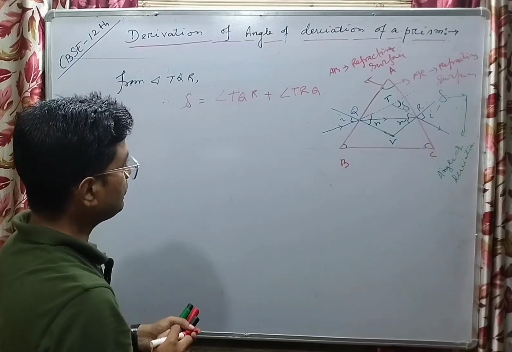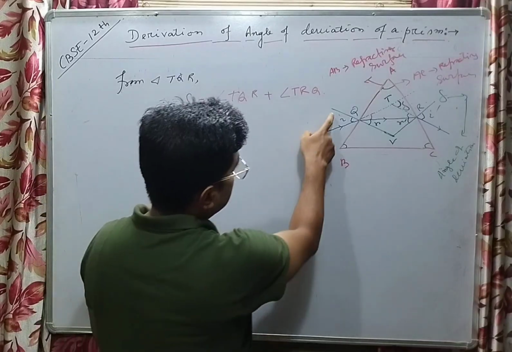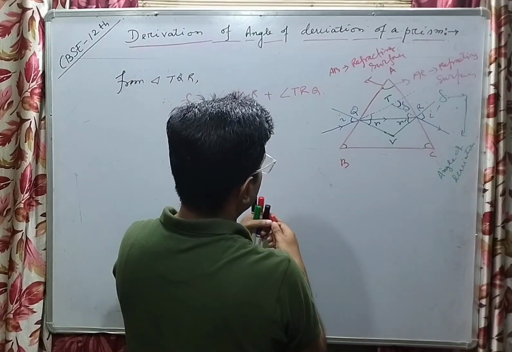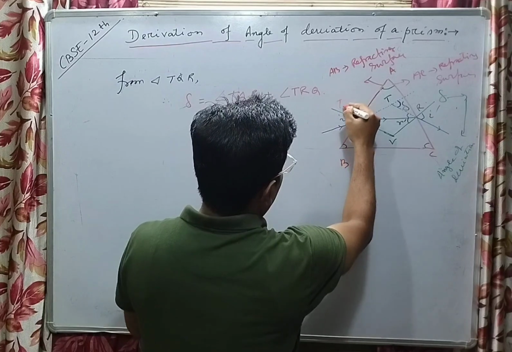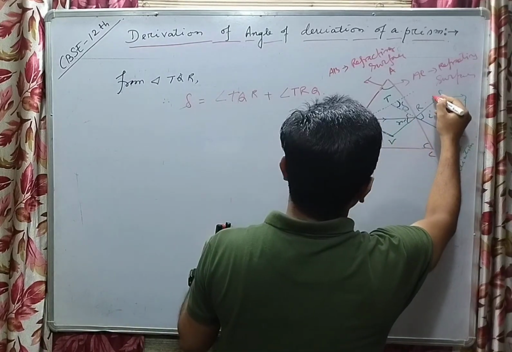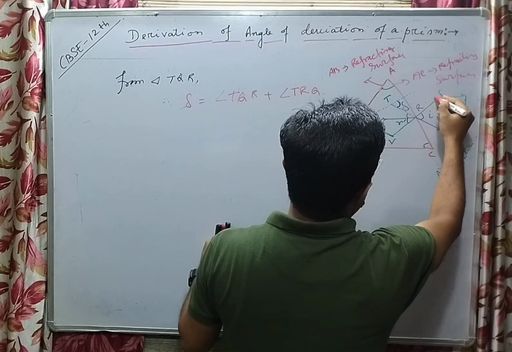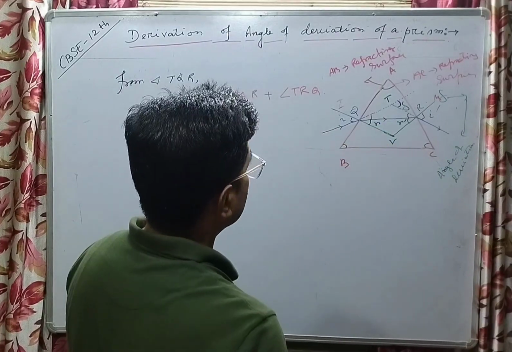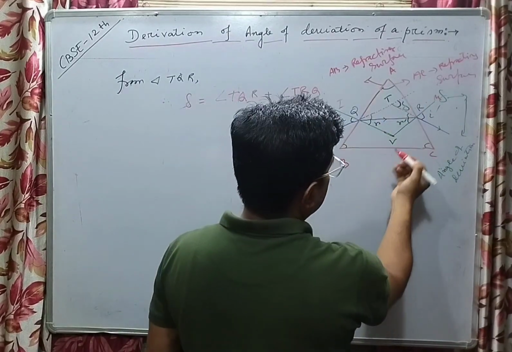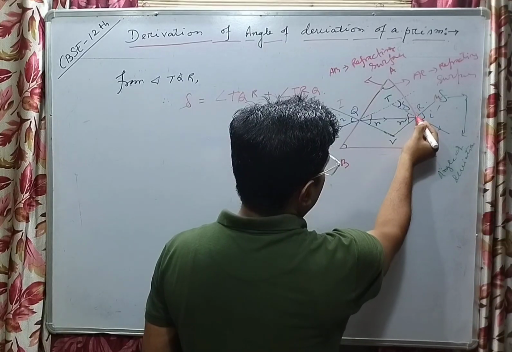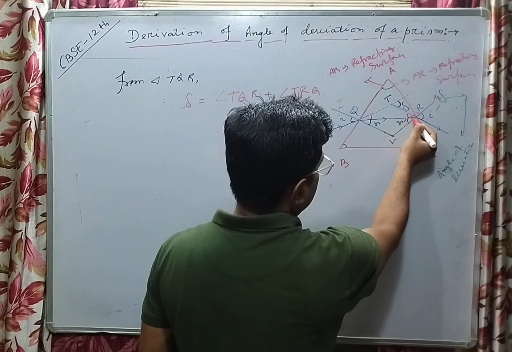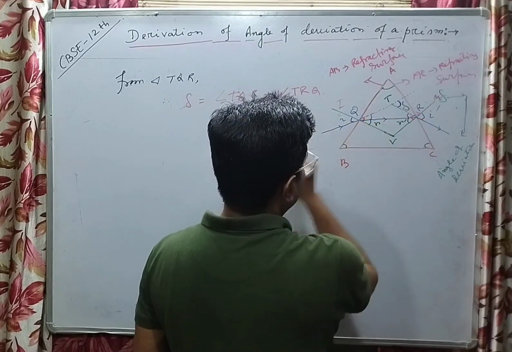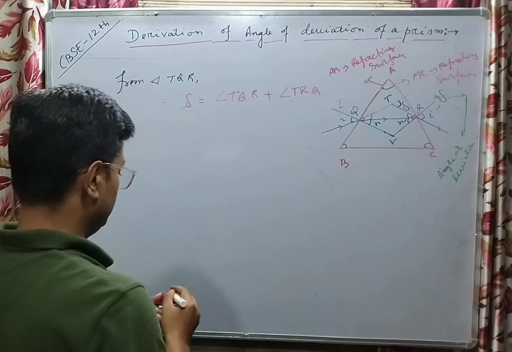Correct? And again, IQ and MR are the normals to the sides AB and AC. Then this angle is also perpendicular. This angle is 90 degrees, this angle is 90 degrees, and this angle is also 90 degrees.